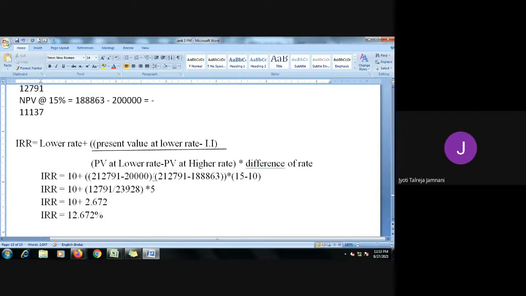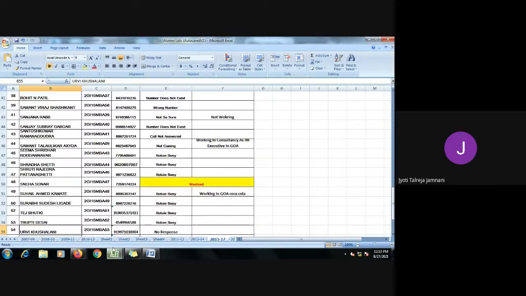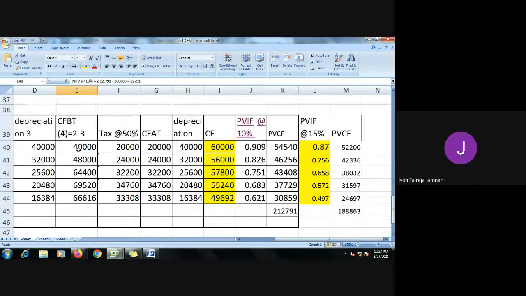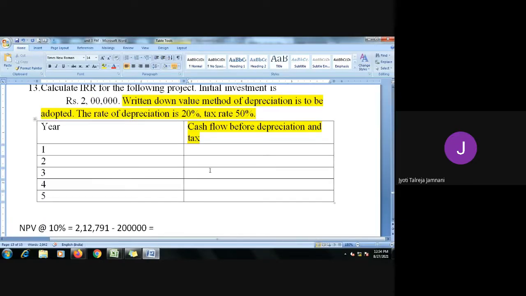So the answer is 12.672%. This is how the IRR sums have to be done. Even if they don't give the cash flows directly, you need to find the cash flows and do it, which we did here in the Excel sheet. If you see, we have found the cash flows and we have found the present value. So these were the cash flows before depreciation and tax.